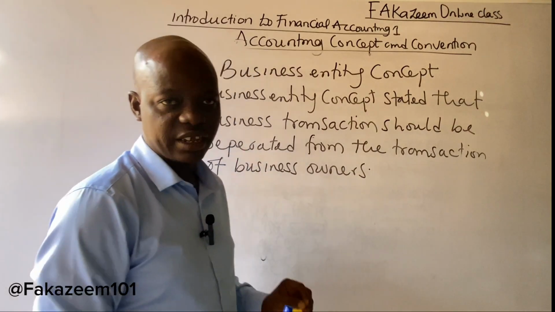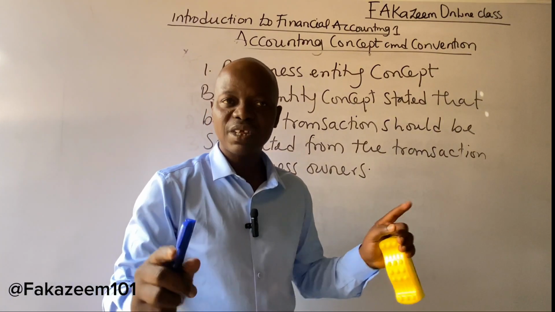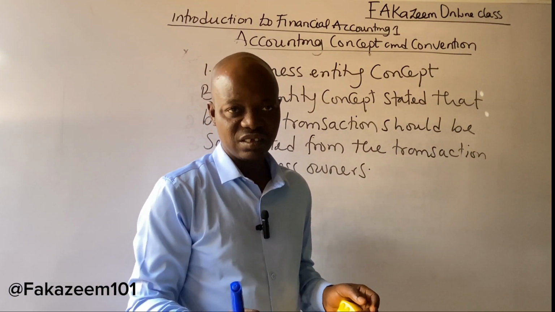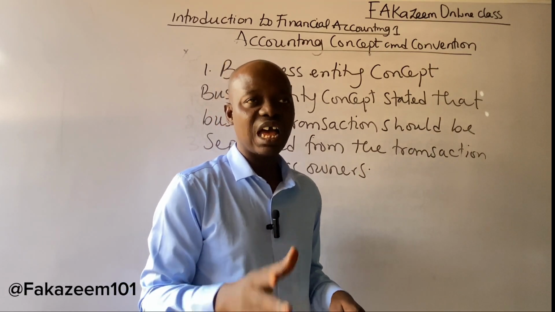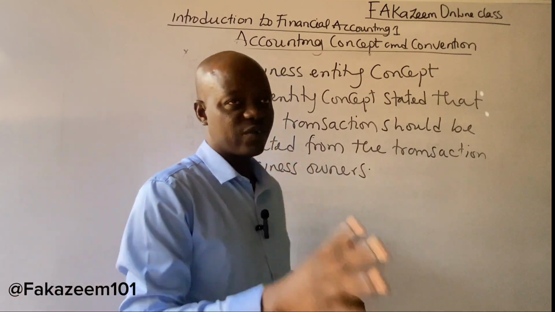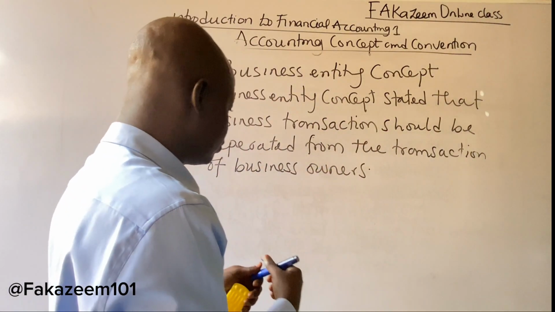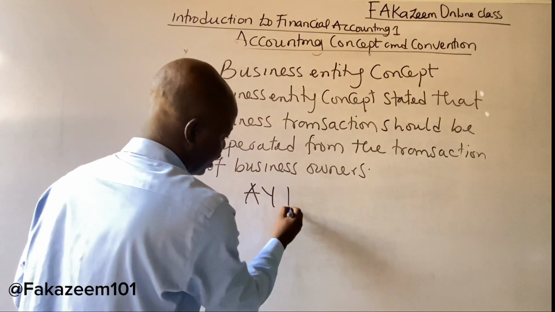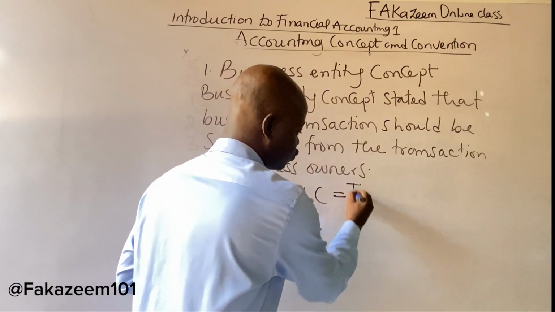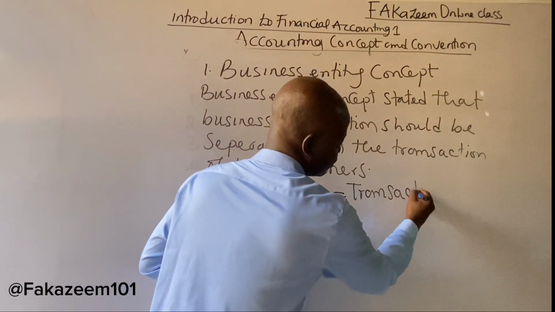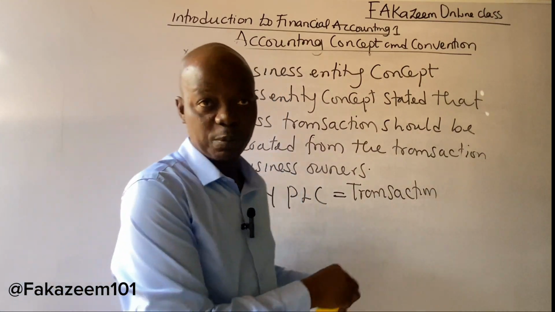Accountants should strictly keep record of the business entity and separate them from the owners of the business. Who are the owners of the business? The shareholders. The shareholders' transactions are to be clearly separated from the transactions of the entity, which is the business. For example, let's say AYPLC, the accountant is employed to keep the transactions of only AYPLC and not the transactions of the shareholders of this company.